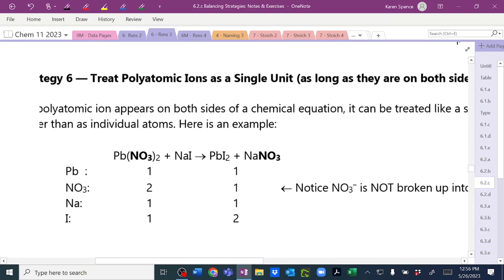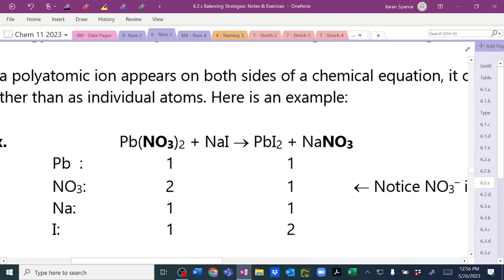So if we look, though, at this equation here, we have a polyatomic ion on both sides. We have NO3 and we have NO3. So rather than splitting it up into oxygen and nitrogen, we're going to keep it together. We have 2 NO3s on the left, and there's no brackets and no coefficient. There's none of that on the right-hand side. So we just have one NO3.